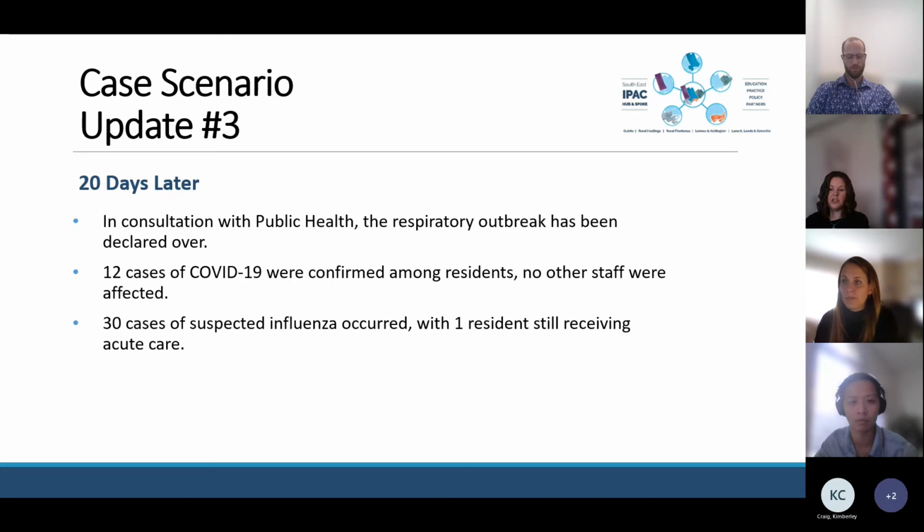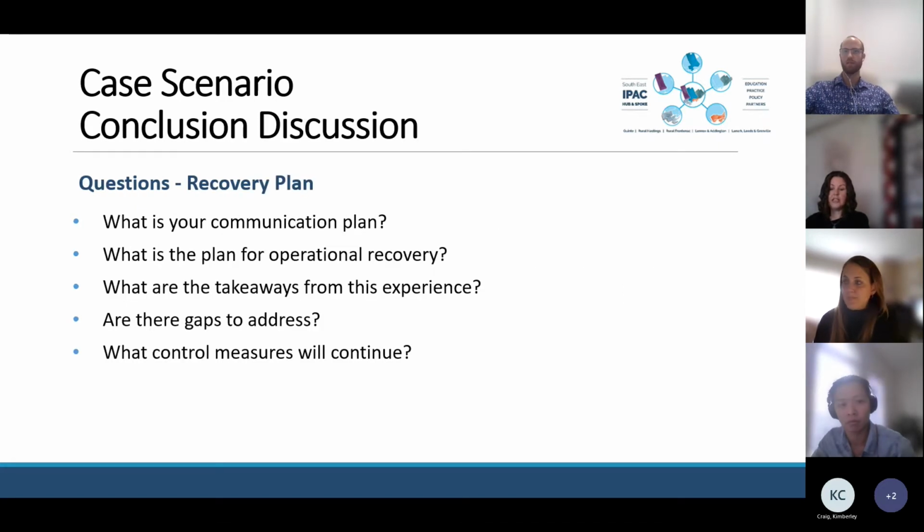Here's the final information to conclude this scenario. It provides an overview of the end of the situation, that in consultation with public health, the outbreak is declared over, and provides a summary of the numbers of confirmed and suspect cases. So the facilitator would then move into concluding discussion questions on the next slide. And at this point would begin to wrap up the discussion with the recovery plan questions.